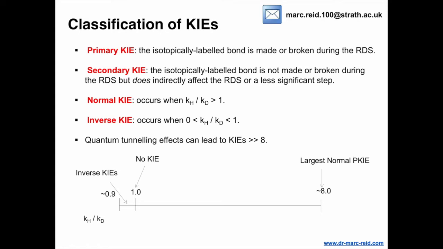Quantum tunneling effects, not covered in this course, can lead to kinetic isotope effects much greater than 8. The scale at the bottom of the slide gives you a visual idea of the normal expected range of hydrogen-based kinetic isotope effects. Remember too, whilst the absolute numerical scales will differ, these listed terms apply to all kinetic isotope studies, not just for hydrogen isotopes. In this lecture, we are simply focusing on hydrogen isotope effects because they are the ones most commonly employed in mechanistic studies.